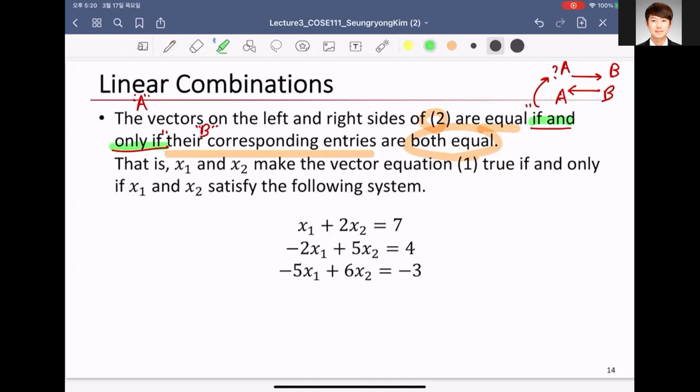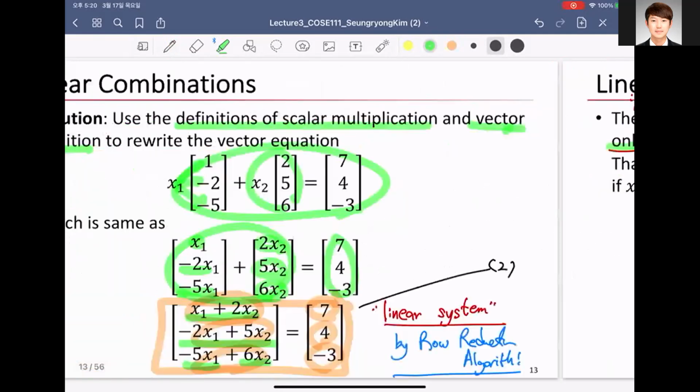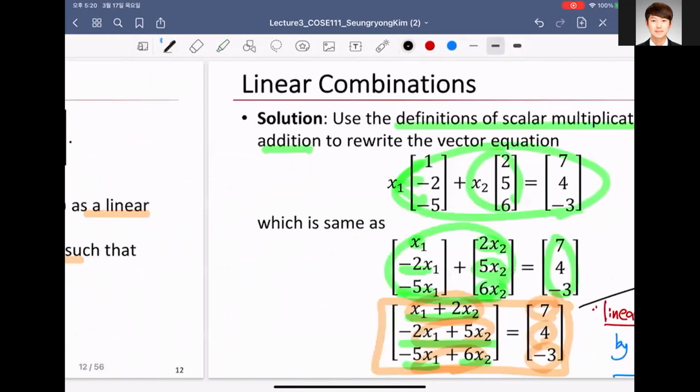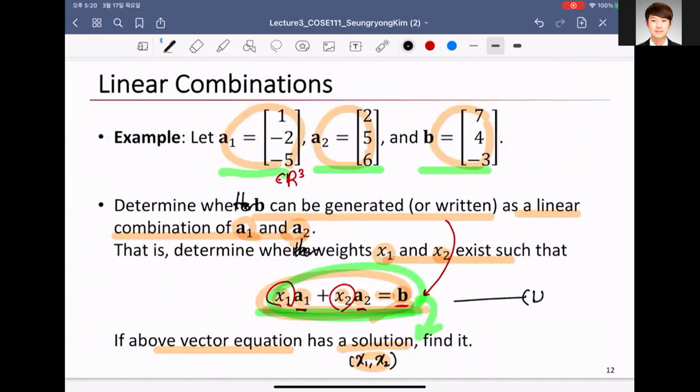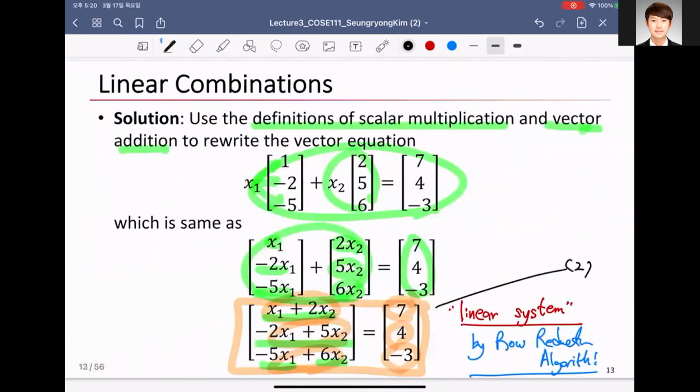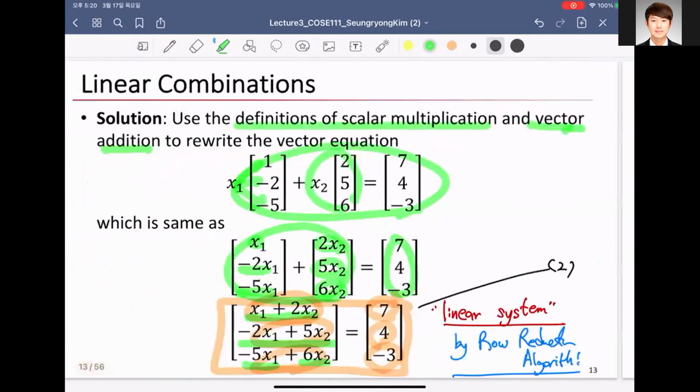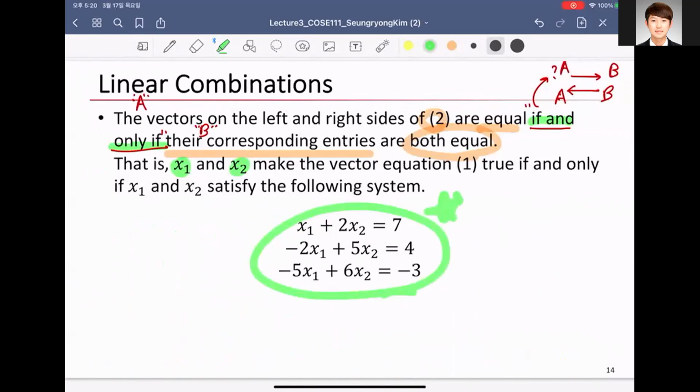Anyway, x1 and x2 make the vector equation, which we will call vector equation 1, true if and only if x1 and x2 satisfy the following system. This one. Right? Eventually it turned into the problem of solving this linear system. Let's do that.